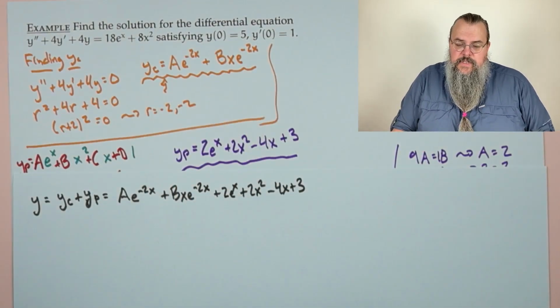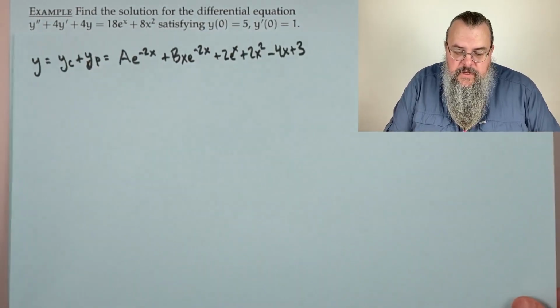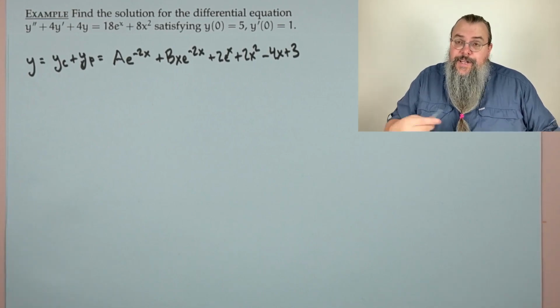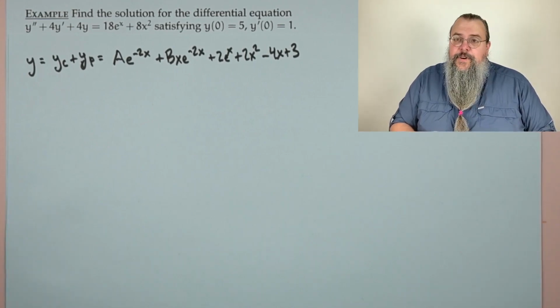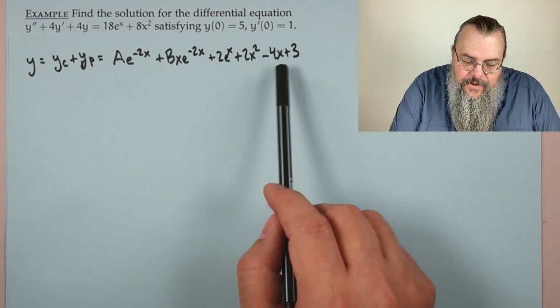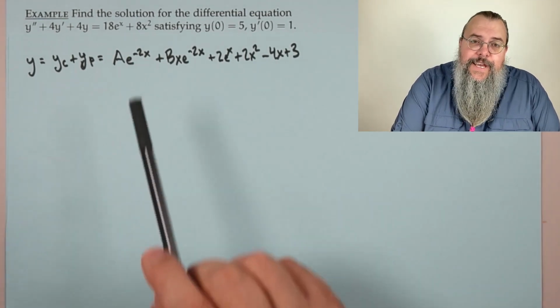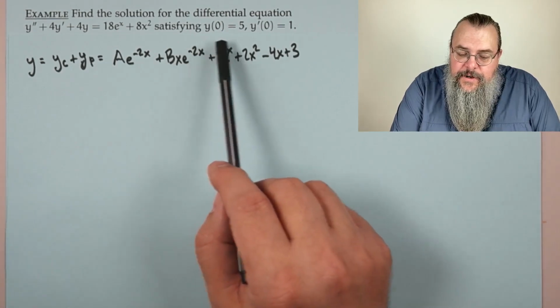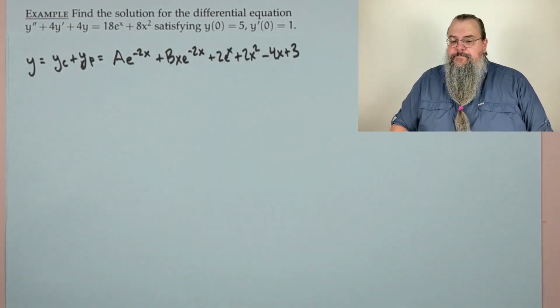Okay, good. And I'm going to move this up. And what's left to do? Well, we did some work in solving for our coefficients to get to the particular solution. But now we have other coefficients that we need to solve for. And those coefficients are going to help us solve the initial conditions.